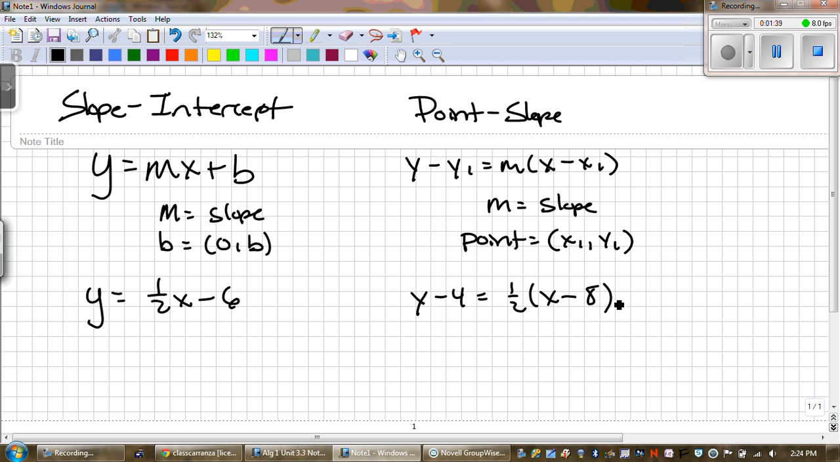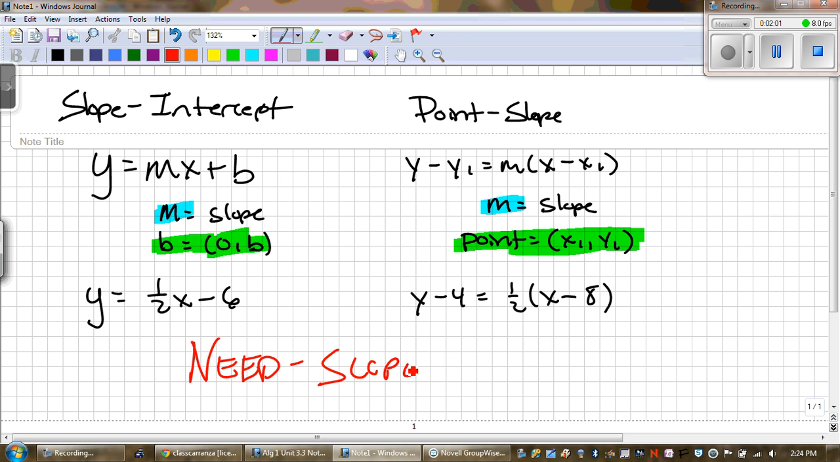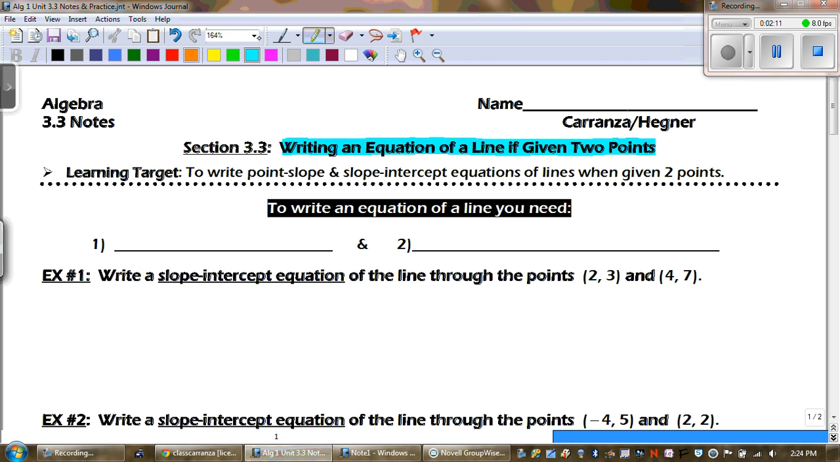Now the key thing that both of these have in common is that we need a slope. The other thing they both have in common is a point, 0, 8, that's a point, and that's a point. So the things we need are the slope and a point.